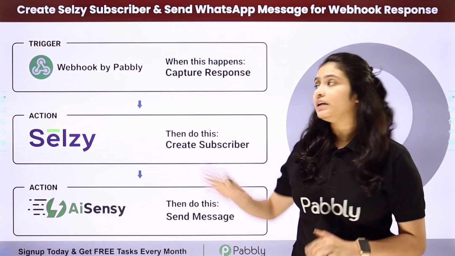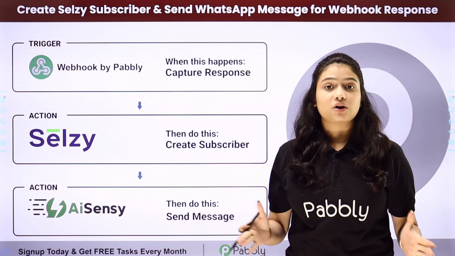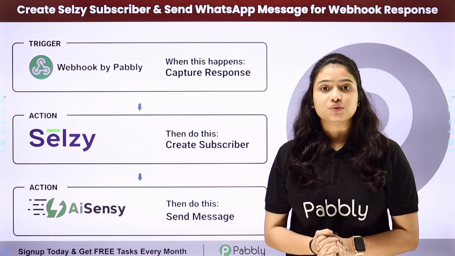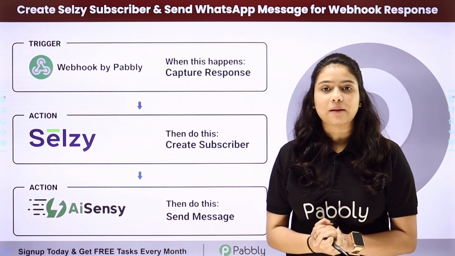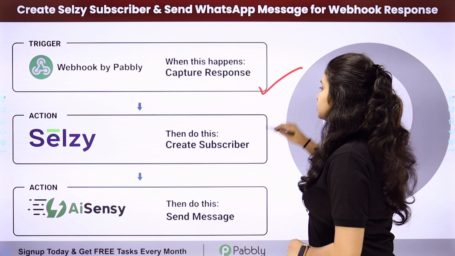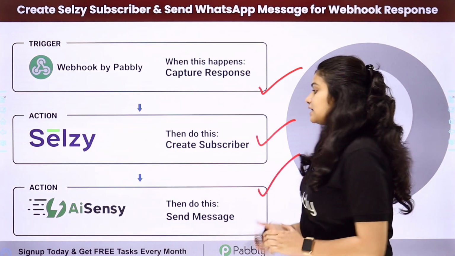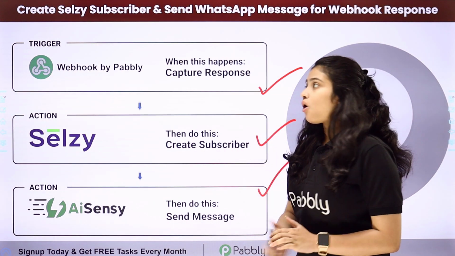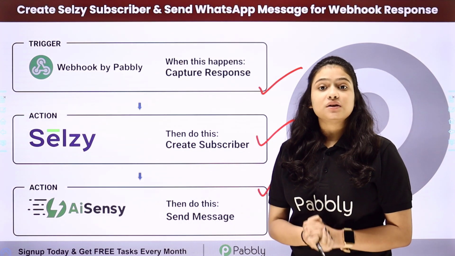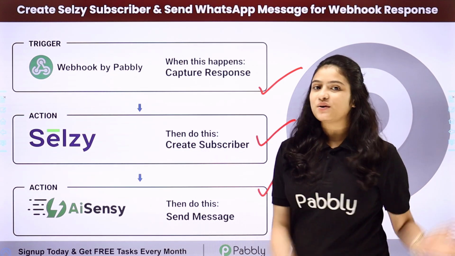For that, we will have to integrate all these applications, and because they do not have any kind of native integration between them, we are going to use an automation and integration software, Pabbly Connect, to do the same. So what we are going to do: we have Webhook by Pabbly in our trigger, and Selzy and AI Selzy in our action. We will be connecting all of them by using Pabbly Connect in order to automate this entire process. And to learn the entire process step by step, let me take you all to my screen.